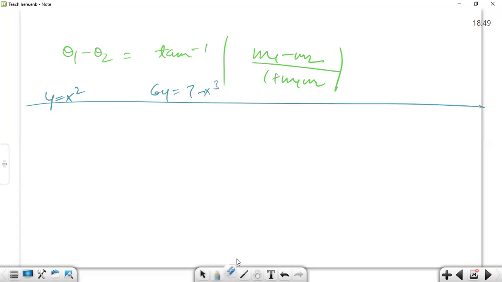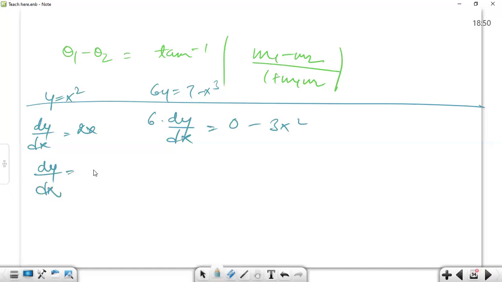Now to find its slope, let's first differentiate this. dy by dx is 2x. And here, 6 into dy by dx would be 0 minus 3x square. Is this clear to you? So this is dy by dx, the slope of the tangent, which is 2x. Here dy by dx would be minus 3x square by 6, which becomes minus x square by 2.